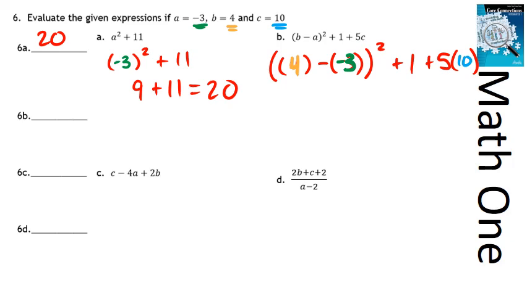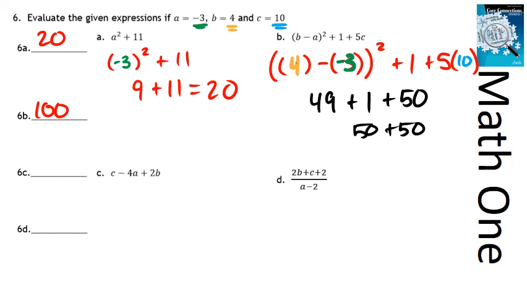Inside of my parentheses, I have 4 minus minus 3, which is 7. It's a positive 7, and 7 squared is the number 49. And then I have still plus the 1, and then plus 5 times 10, which is plus 50. 49 and 1 is 50, and 50 plus another 50 is 100. So for B, our answer is 100.